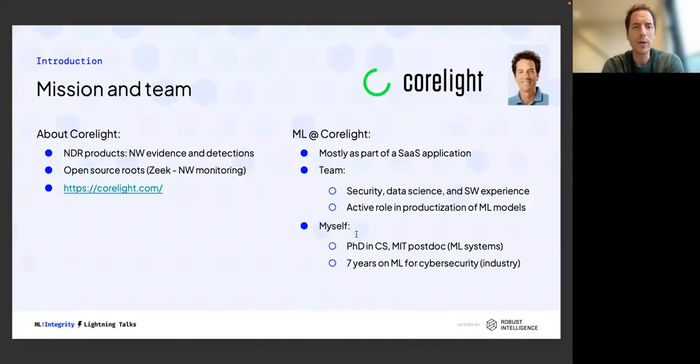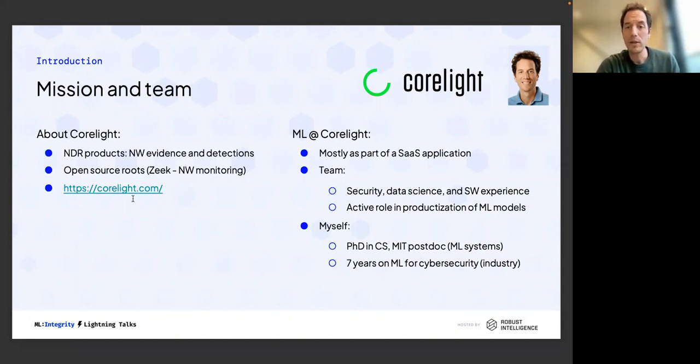So first of all, about Corelight. Corelight is a company in the NDR space, that's network detection and response. The mission of the company is to help defenders by providing evidence and threat detections. The company has open source roots, with some of the co-founders actually building the Zeek open source project, which is a tool for network monitoring that is widely adopted. And please, I invite you to learn more about what the company is doing on the company's website.